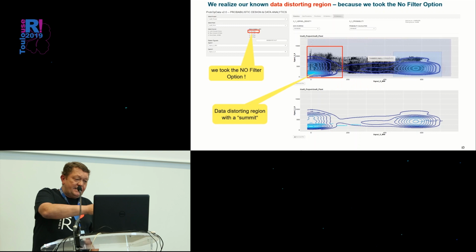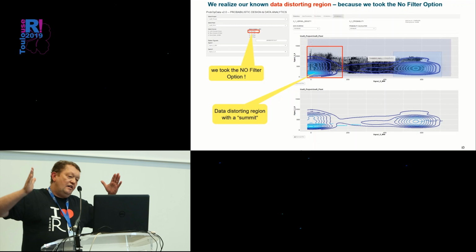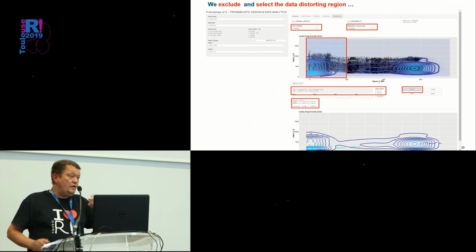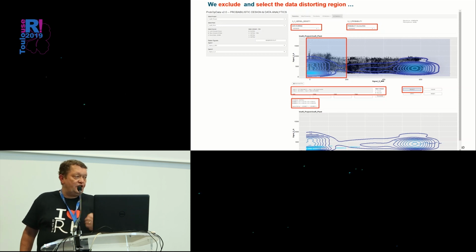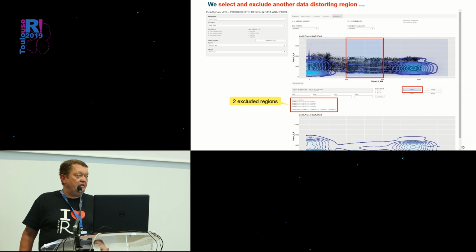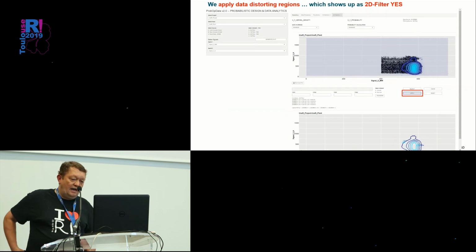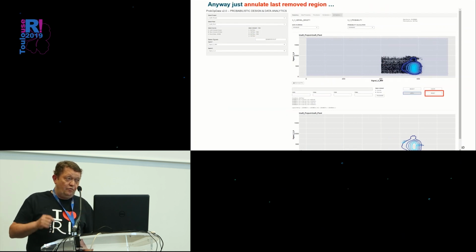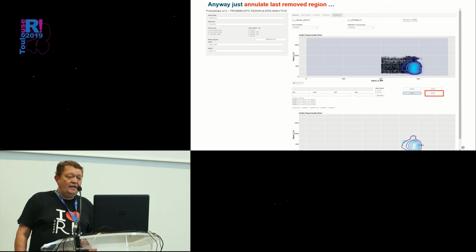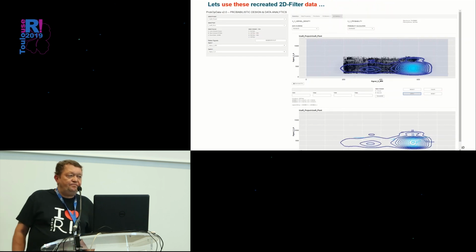So here we see again this distorting region with a summit inside. We can use this for removing bad regions in 2 dimensions as well for several signals. We remove the first distorting region, maybe a second one, then we have a second excluded region, and then the data looks like this. But we won't work with this. I will use a little bit larger one because I want to show you something with kernel densities and sensitivity analysis. So let's use this region.